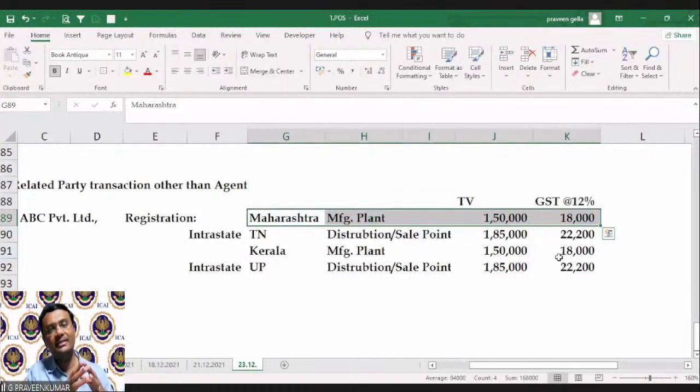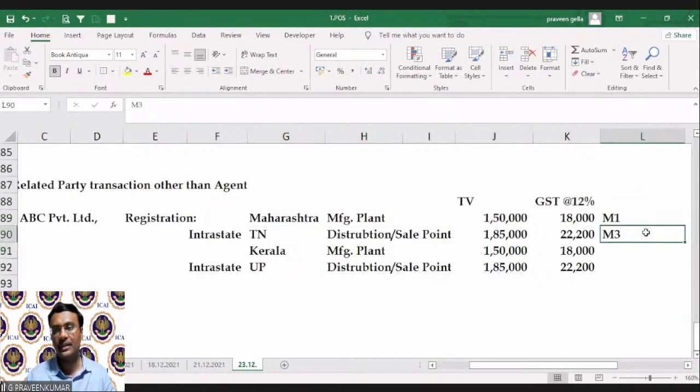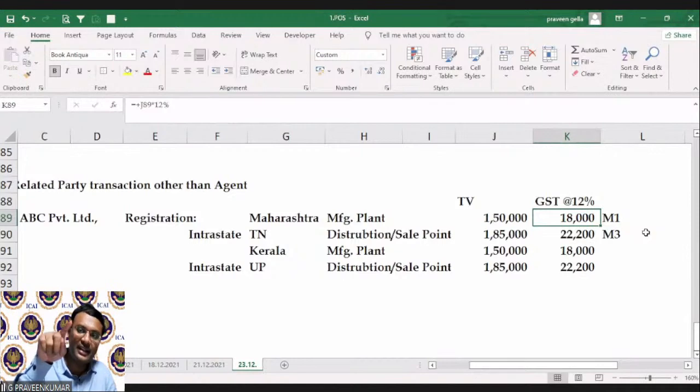Is there a tax evasion? Is there a tax planning? If someone asks, there is a tax planning. Why? So this manufacturing was done in month 1. Sale is happening in month 3. Now, isn't it that the 18,000 paid in month 1 is stuck for a period of 2 months for the want of sale? Yes or no? Answer is a big yes.